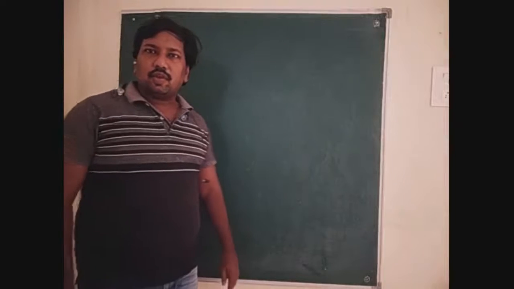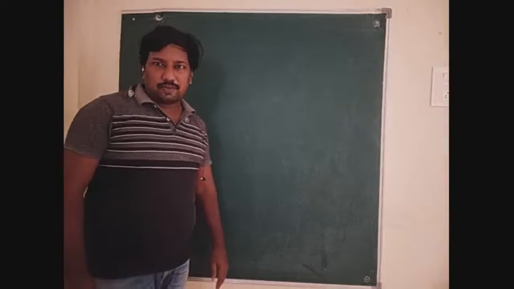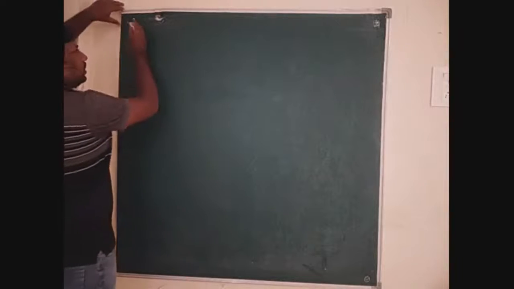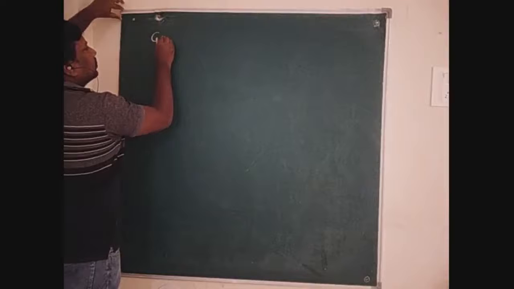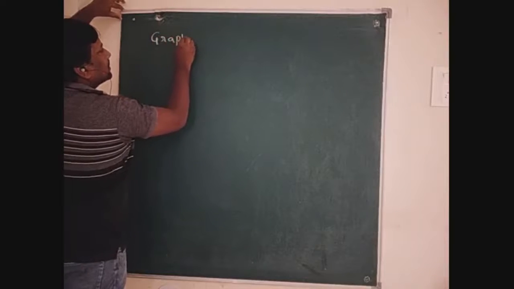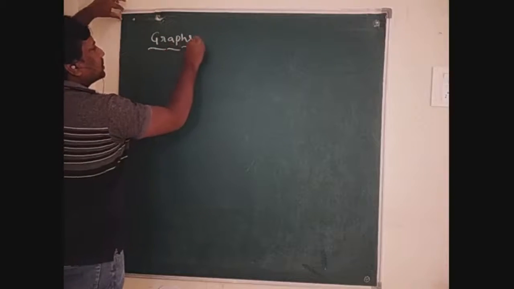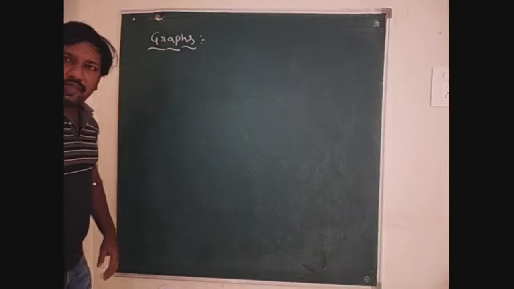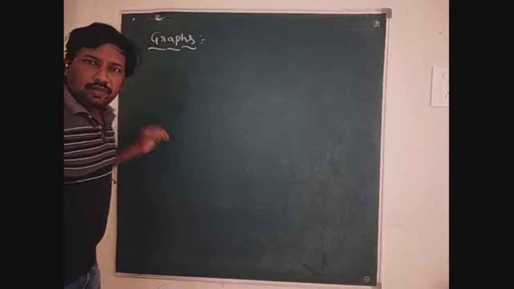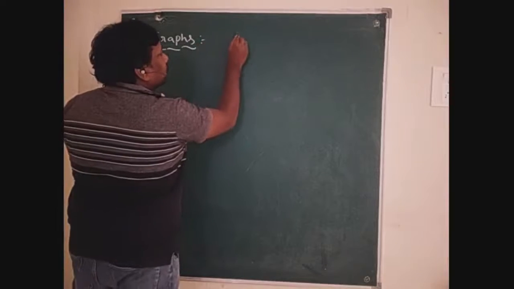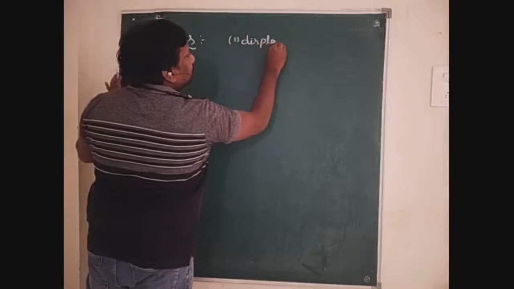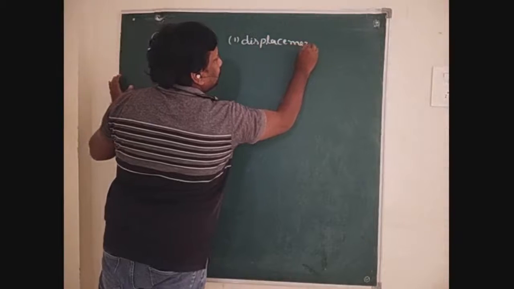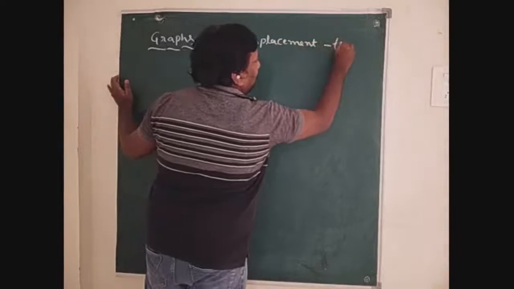Today we discuss the remaining part of kinematics. In kinematics graphs, there are three types of graphs. The first one is the displacement time graph.